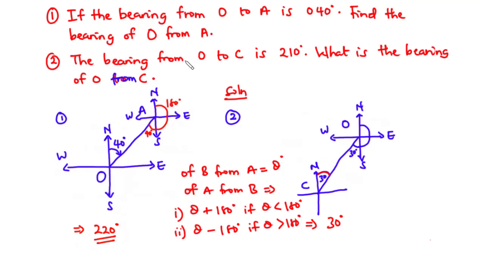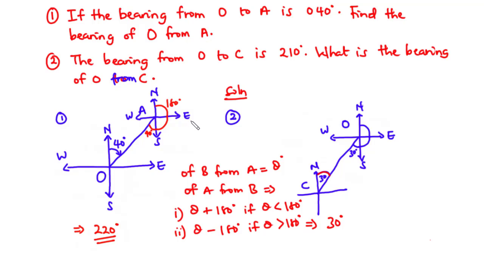And that is very clear here, because in question 1, the bearing from O to A is 40 degrees. Now because theta, which is 40 degrees, is less than 180, then the bearing of O from A becomes 40 plus 180, which is 220 degrees. In the second question, the bearing from O to A is 210 degrees. That is the value of theta. Now because theta is greater than 180, then the bearing of O from A becomes 210 minus 180, and then we have the answer to be 30 degrees.